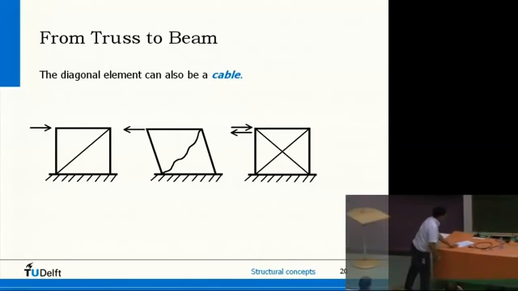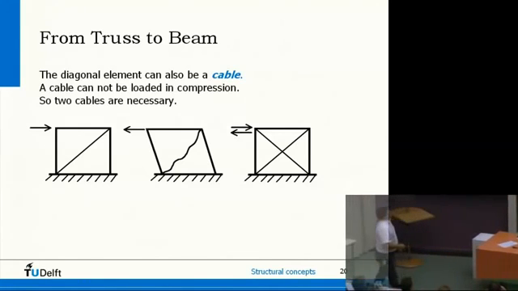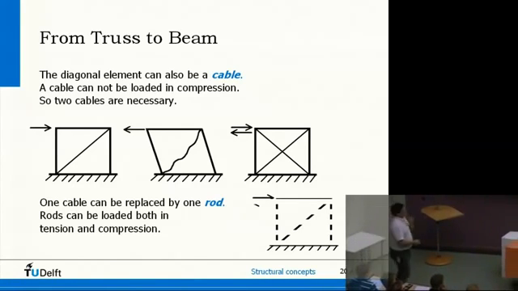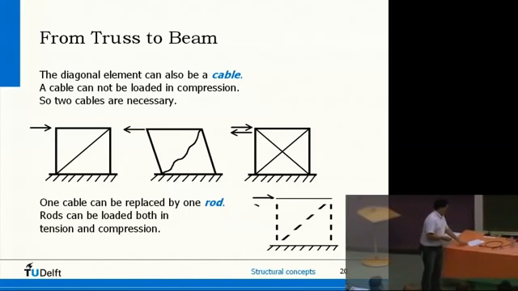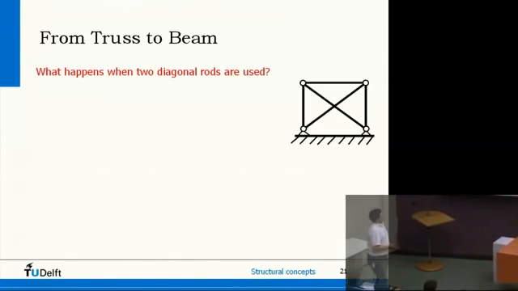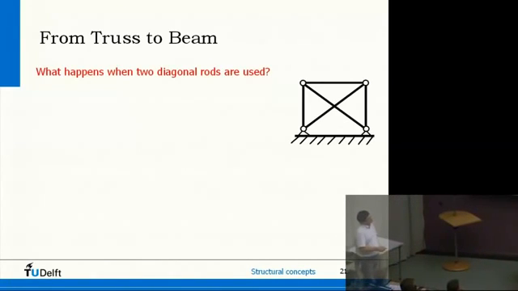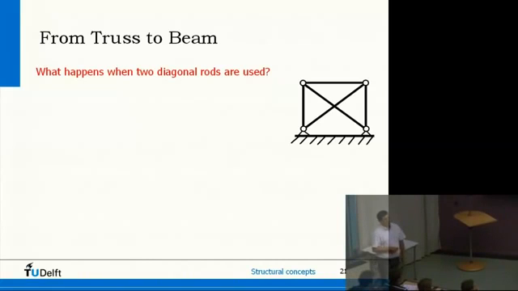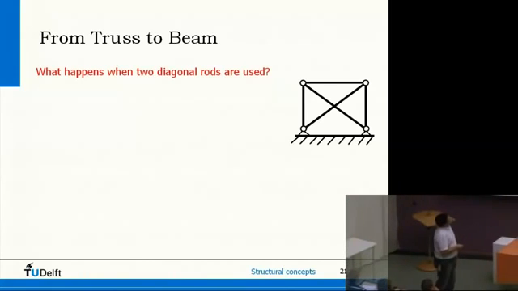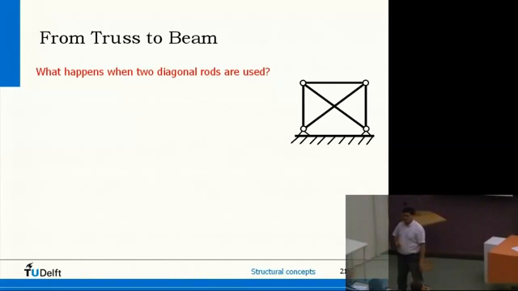Okay, so that's two solutions. You can use cables, or you can use bars, you can use rods, and so on. So these are equivalent. Both are sufficient. What happens if we are not using one element, but if we use two elements? Two bars. Is there a disadvantage? Is there an advantage?